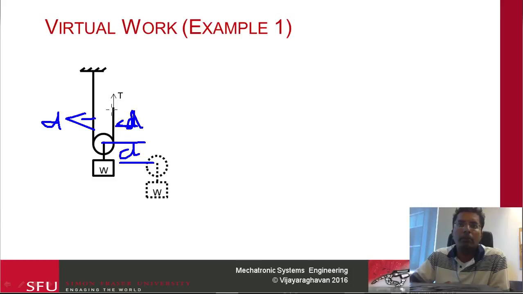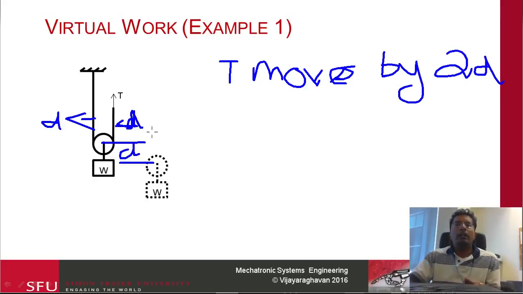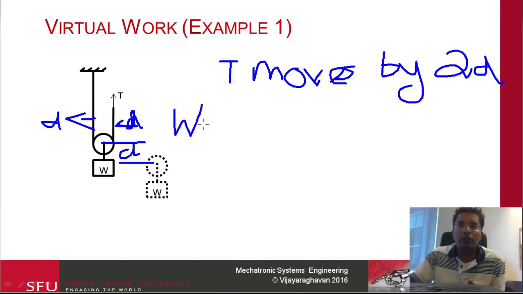So the total distance this force moves, so t moves by 2 times d. Right? So now if you assume this is going down by distance d, we can think about the work done by W. So I'm going to unfortunately use the same thing. So W sub W is going to be this little w times d.